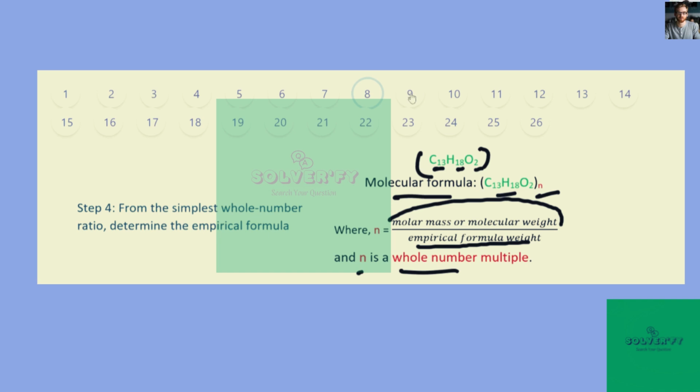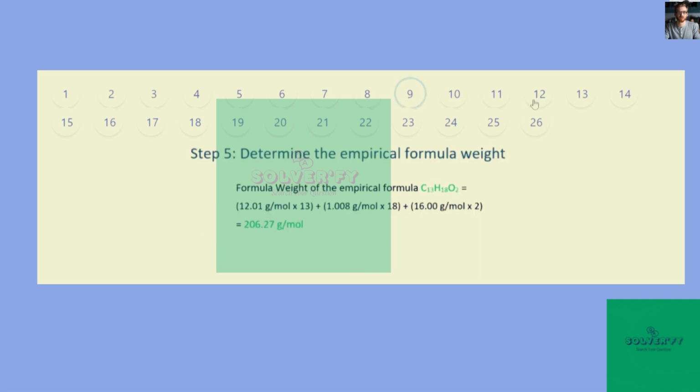Now let's find the value of n. Before finding n, we'll have to find the empirical formula weight of the substance. From the empirical formula we can see that we have 13 carbons. The empirical formula weight is simply the sum of the molar masses of each element or atom present here.